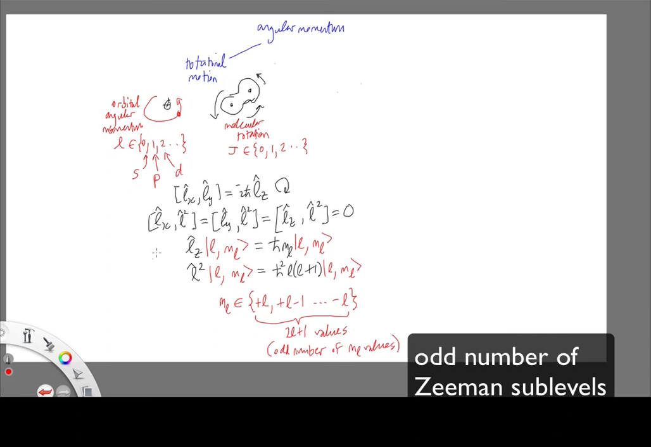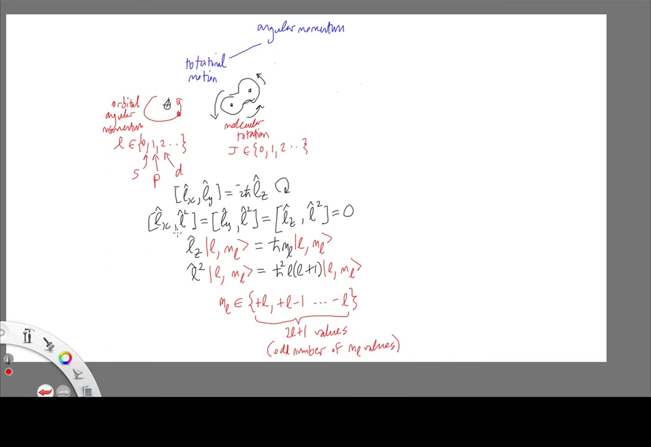We've seen that the energy levels of an atom or a molecule split in a magnetic field, and the number of levels which are generated is as given by these numbers of 2L plus 1.